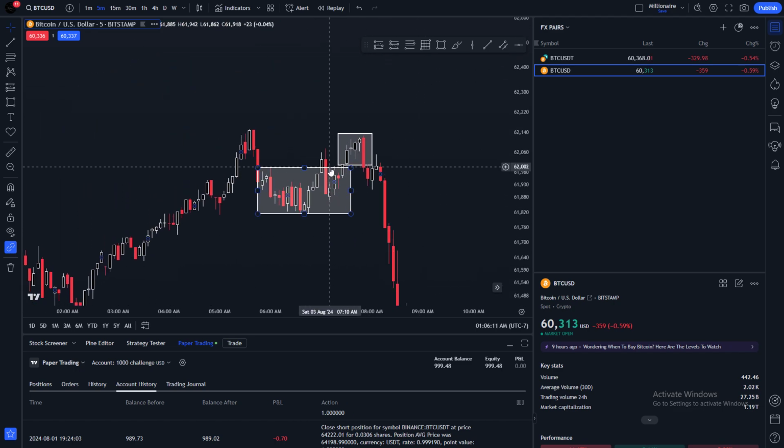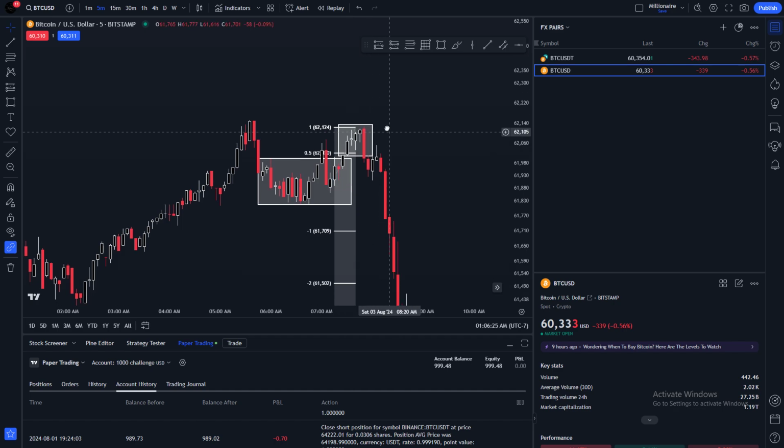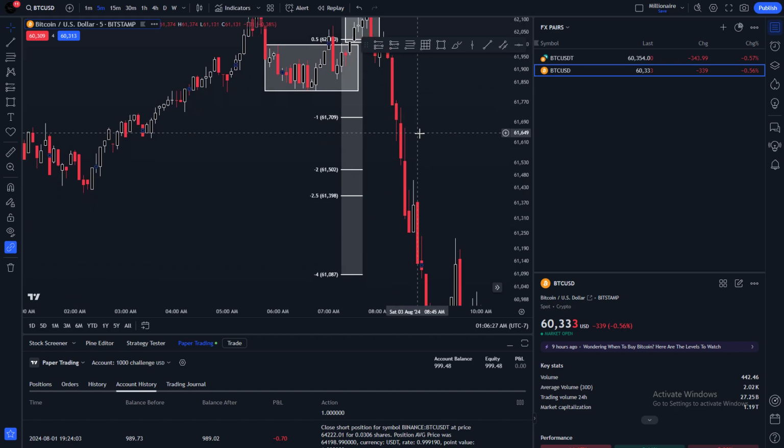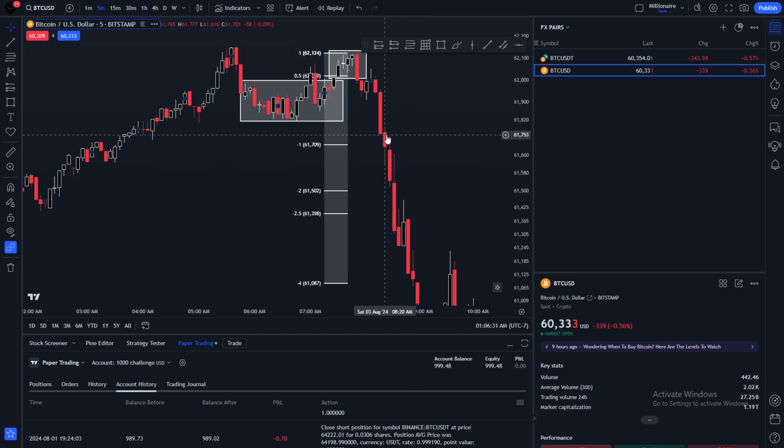But basically, how he uses this is he'll use the standard deviation. So if I go from the high right here to the low right here, you basically use the standard deviation as a target for taking trades, pretty much.